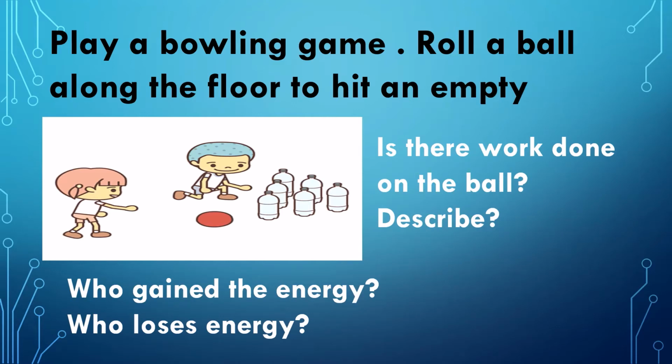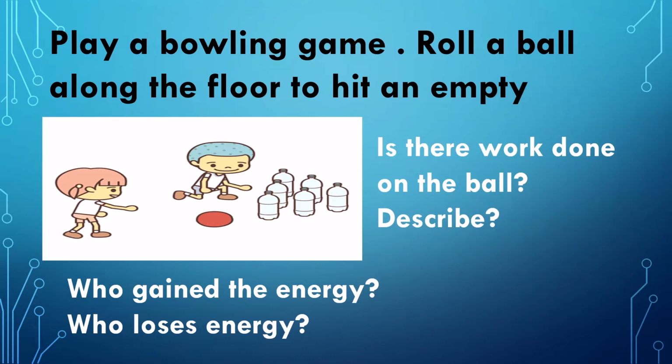Why is there work done on the empty bottle? It's because there is a force from the ball, and after it was hit by the ball, the bottle covers a distance. So there is a displacement. So we can say that there is also work done on the empty bottle.